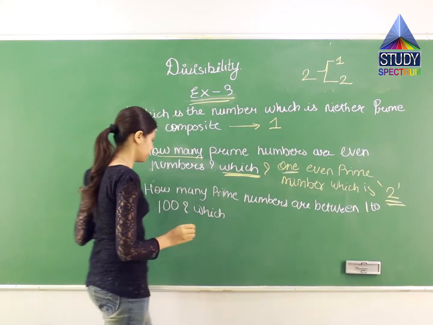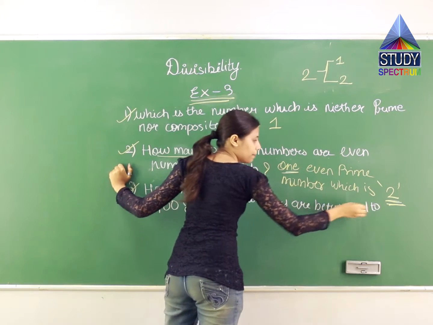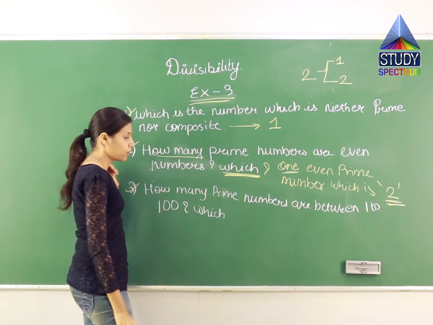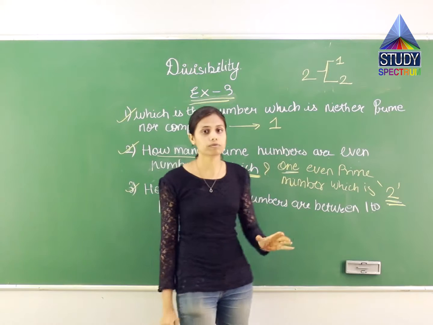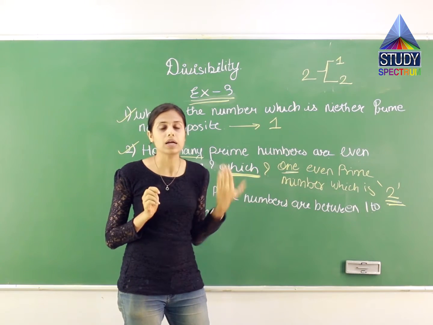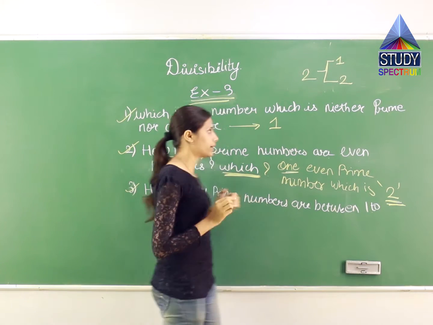Now third, how many prime numbers are between 1 to 100 and which? So for this, what we have to do, we have to consider every number from 1 to 100 and look whether this number is there in any of the tables or it has any factor or not. So let us start.